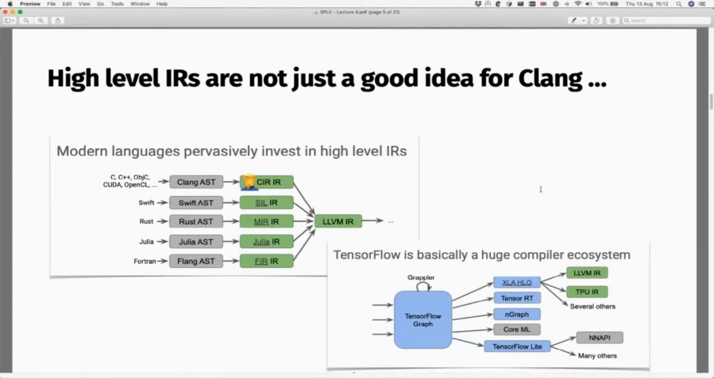And it turns out that high-level intermediate representations are not just a good idea for a compiler like Clang, but they actually do exist for languages like Swift, Rust, Julia, Fortran, and they are called SIL, which is the Swift intermediate language. They are called MIR in Rust, or there's a Julia IR and the Fortran IR called FIR. And they all exist, but they're all implemented in their own ways, right? An idea of this MLIR framework is to say, why can't we unify some of these in a software framework that allows us to talk about how they interact and integrate with each other, okay?